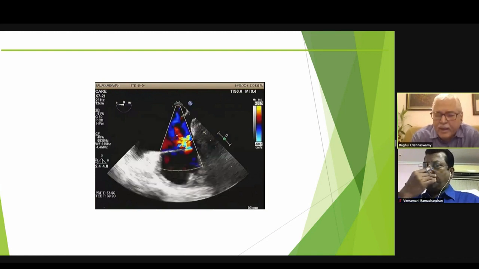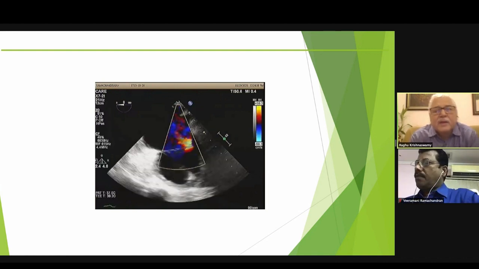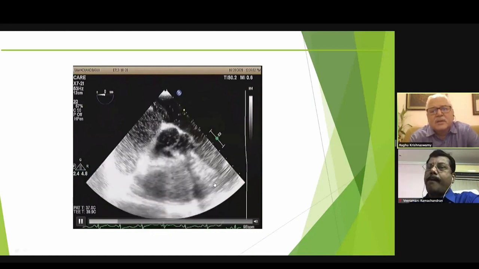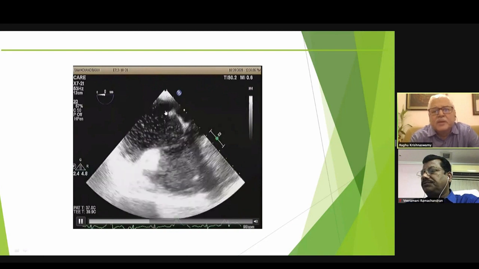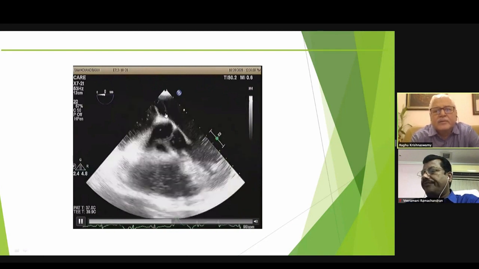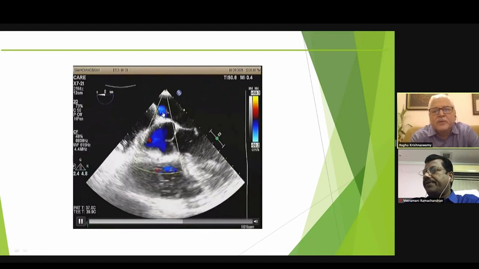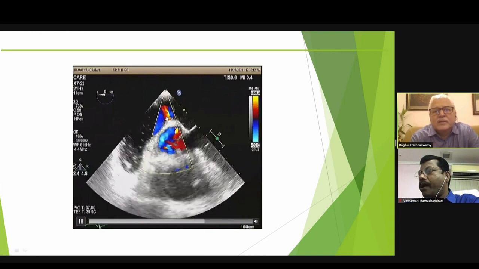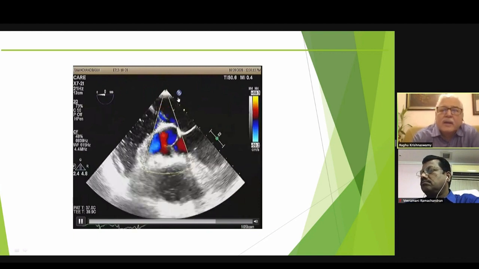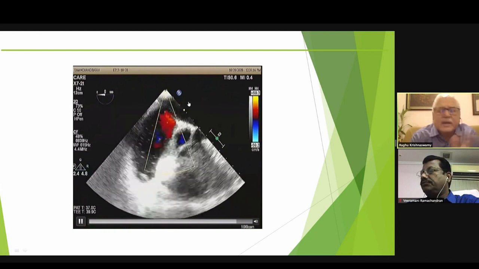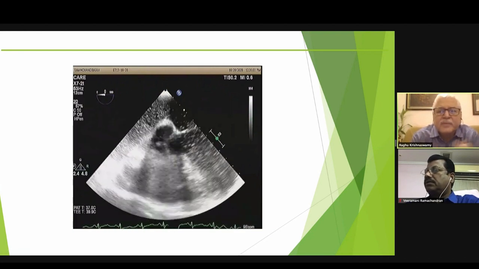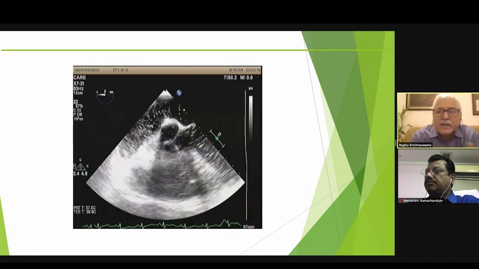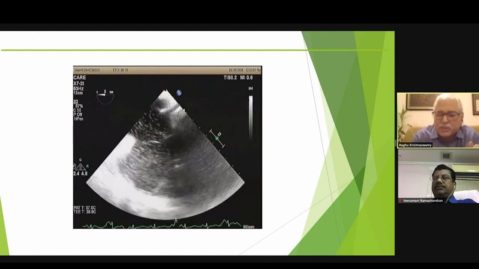And when we did a contrast study, the IAS was intact with a PFO. You can see the septum bulging with a small PFO. There was trivial flow across the IAS, and there was a scanty movement of contrast from the right atrium to the left atrium. So at least we could rule out an ASD at this juncture.